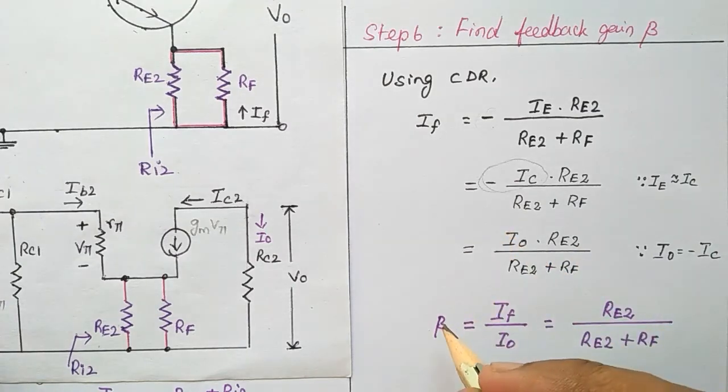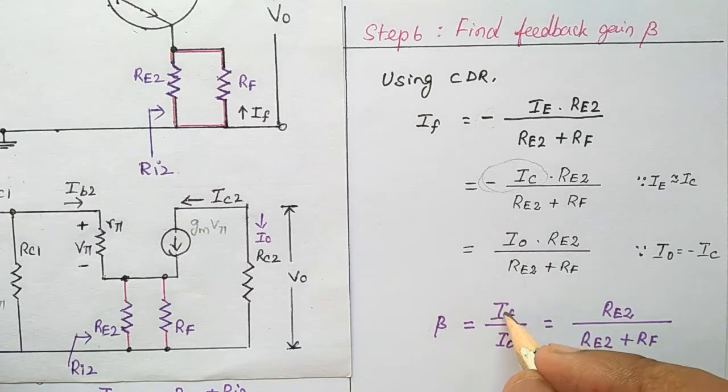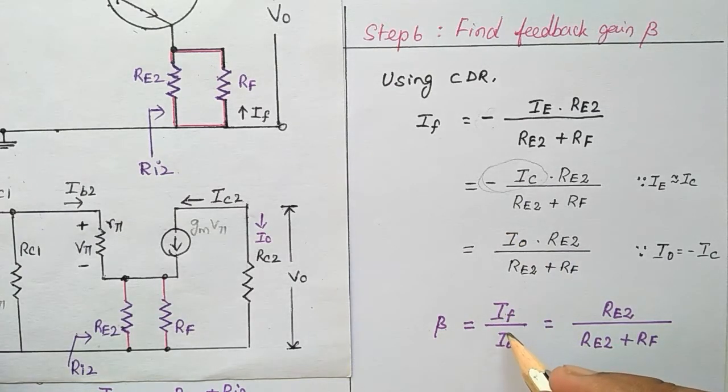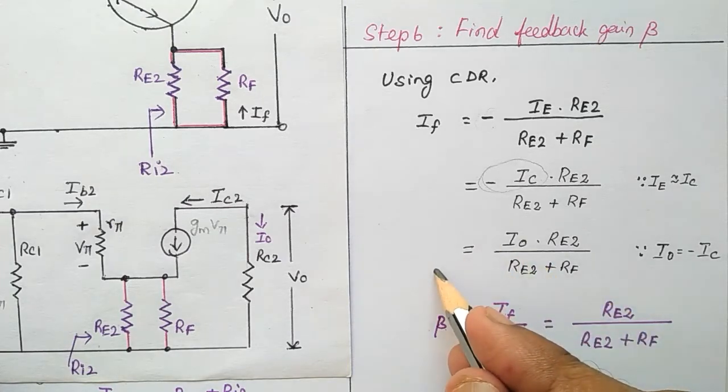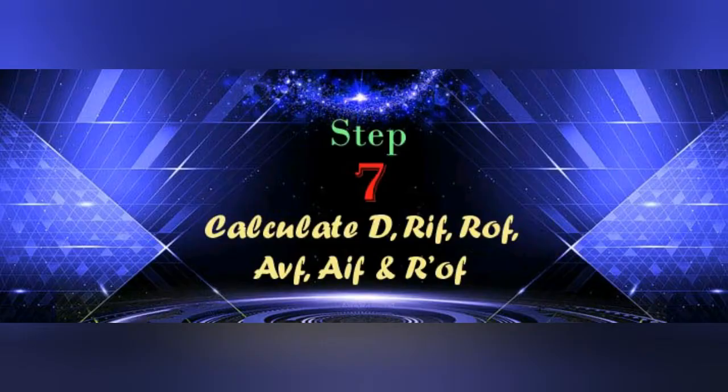So what is the beta value? The feedback signal is a current feedback, and the sampling is also current. Hence we find the feedback gain as IF by I0. With I0 brought to the left hand side as the denominator, the remaining term is RE2 by RE2 plus RF. So this is the beta value, the feedback gain value.